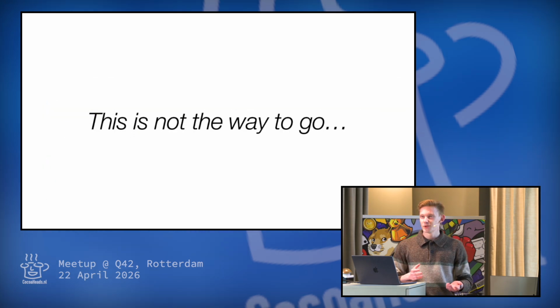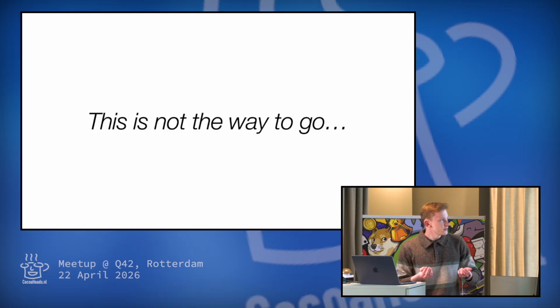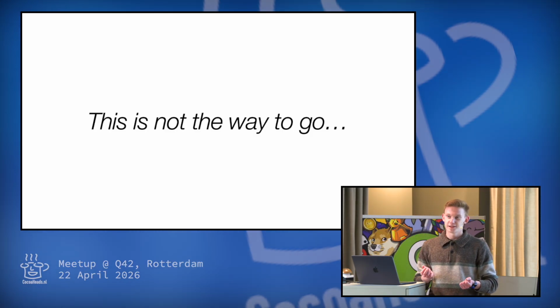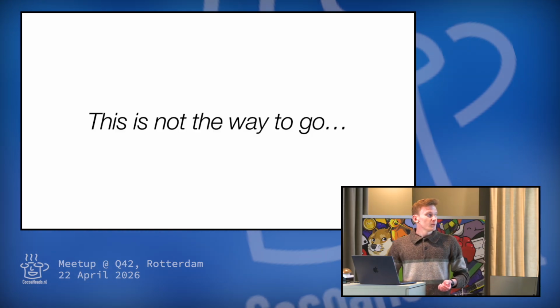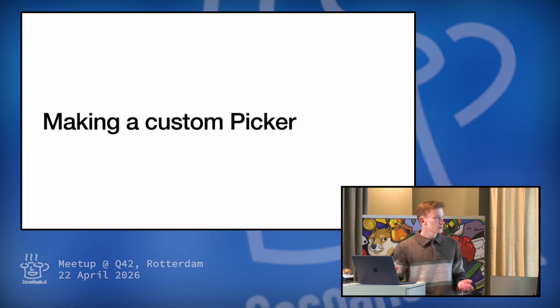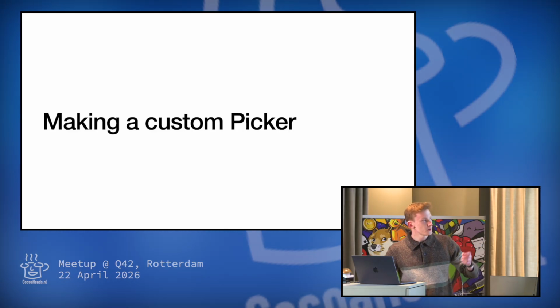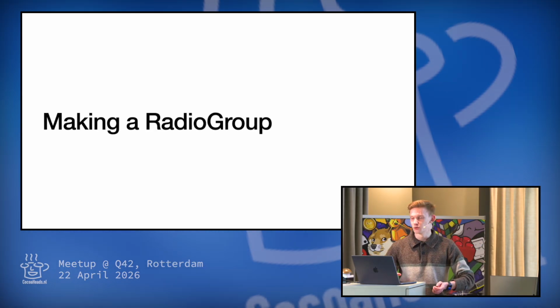Now, this is clearly not the way to go. And I don't know why, but Apple doesn't want us to make custom picker styles, or maybe they didn't implement it. But one thing we can do is make our own components. So let's make a custom picker. Now, picker is already reserved, so I'm going to call mine radio group.